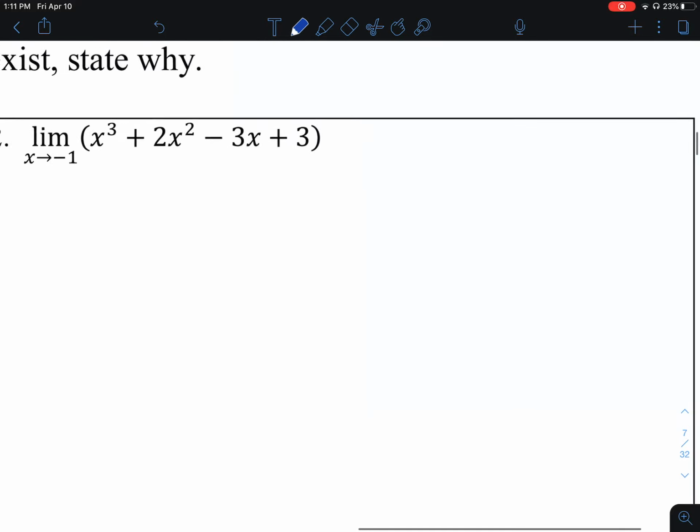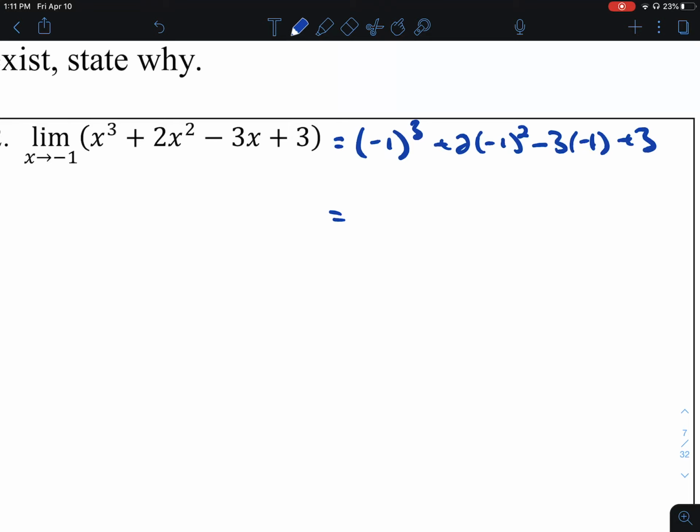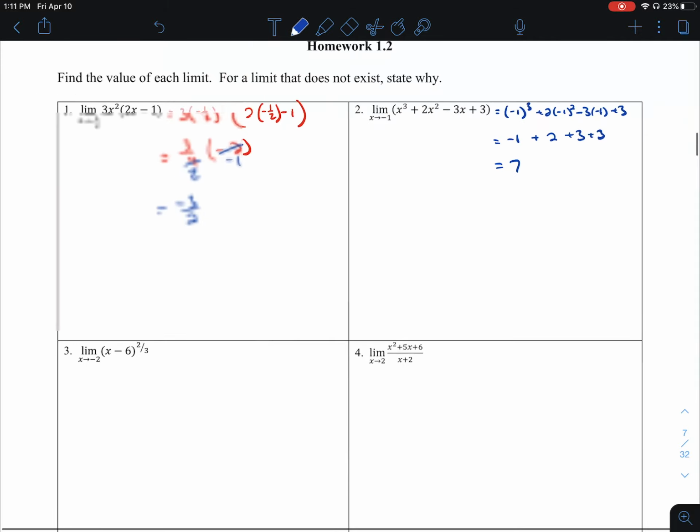It's going to give us negative 3 over 2. Number 2, we can use substitution for this one as well. We're going to have negative 1 cubed plus 2 times negative 1 squared minus 3 times negative 1 plus 3. If you have a negative raised to an odd exponent, it's going to be negative. If you have a negative raised to an even exponent, it's going to be positive. So negative 1 squared is 1, 2 times 1 is 2. A minus 3 times a negative 1 is a plus 3. Bring down the other plus 3. This is going to give us 6, 7, 8 minus 1. It's going to give us 7.